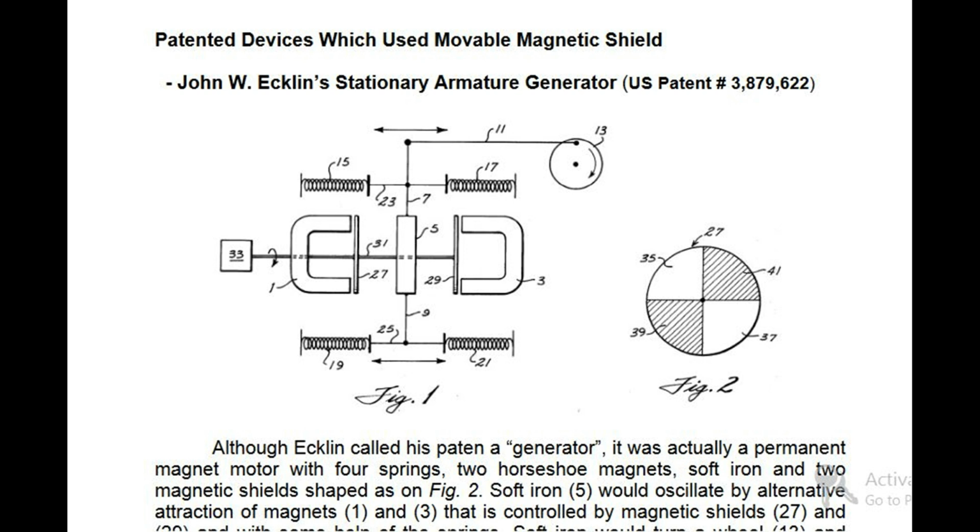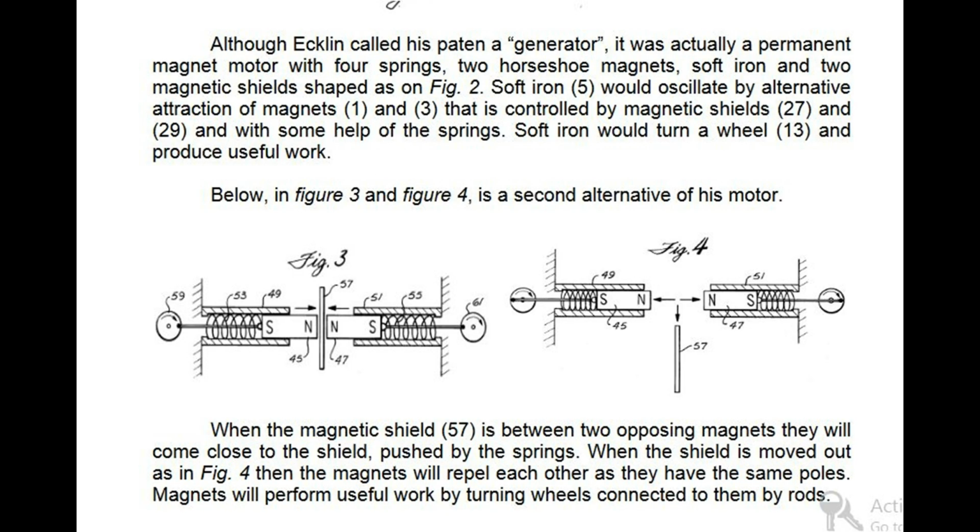Although Eklund called his patent a generator, it was actually a permanent magnet motor with 4 springs, 2 horseshoe magnets, soft iron and 2 magnetic shields shaped as in Fig. 2. Soft iron, 5, would oscillate by alternative attraction of magnets, 1 and 3, that is controlled by magnetic shields, 27 and 29, and with some help of the springs. Soft iron would turn a wheel, 13, and produce useful work.